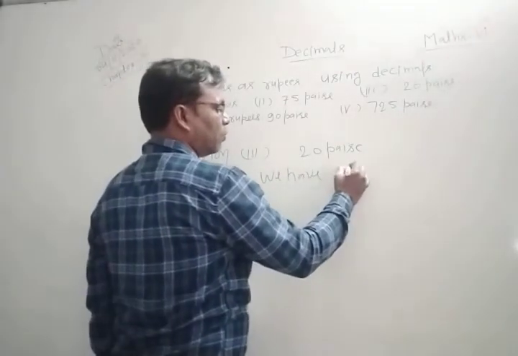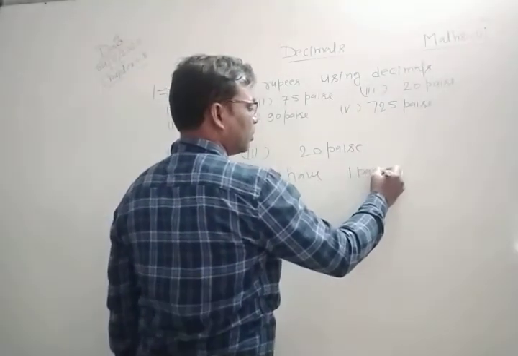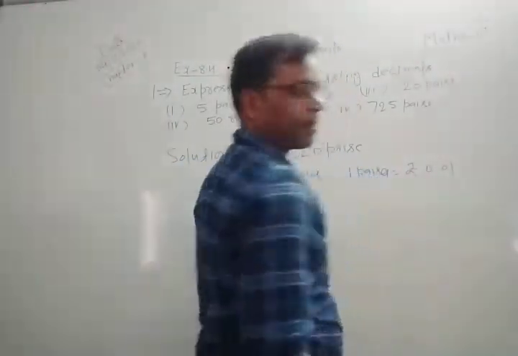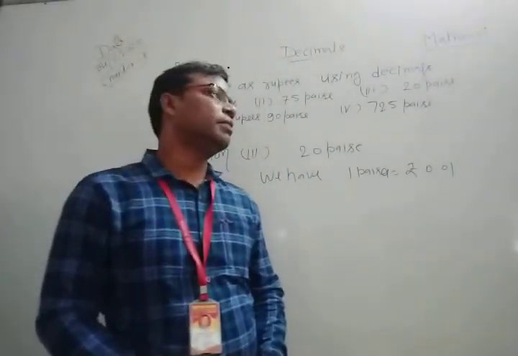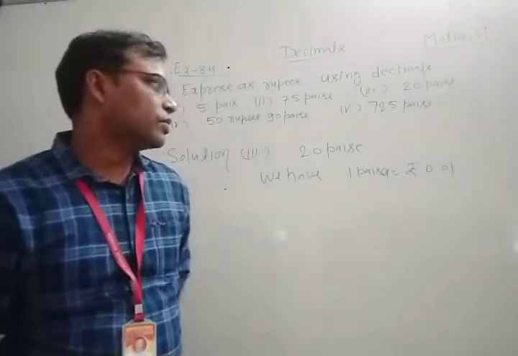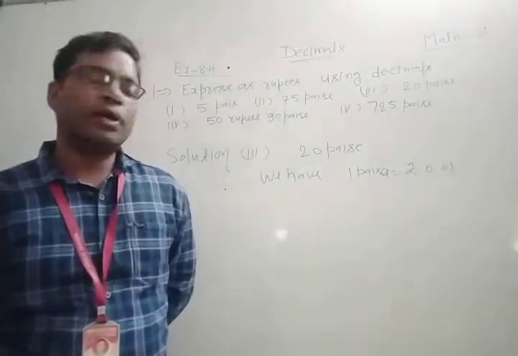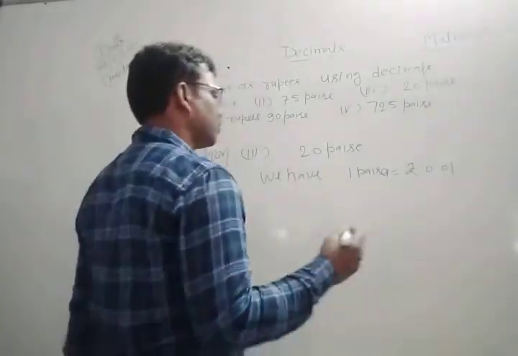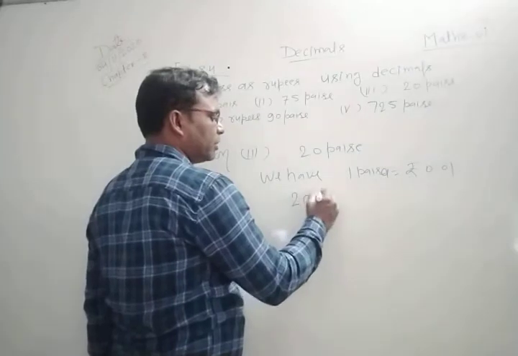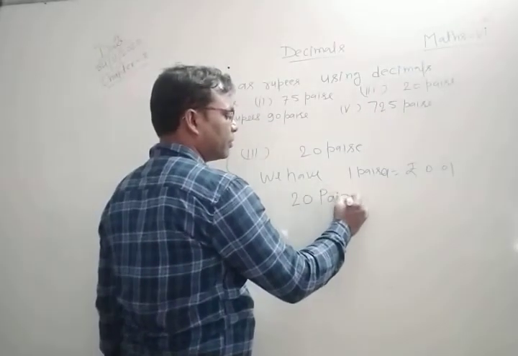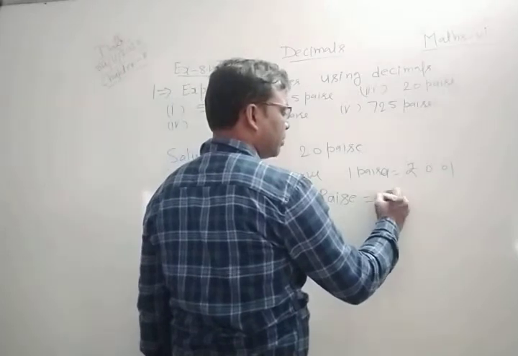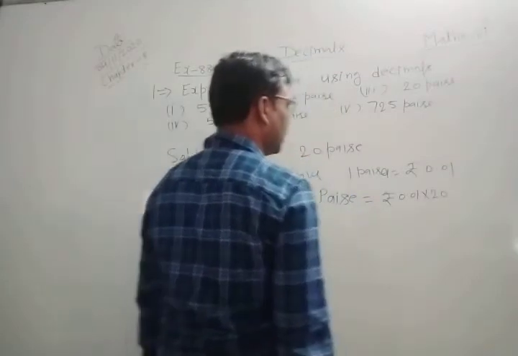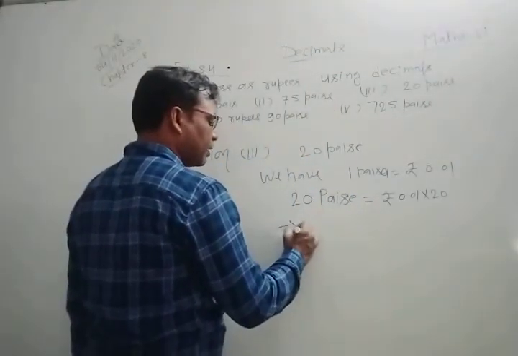We have 1 paisa, and 1 paisa is equal to 0.01 rupees. We already discussed this in the second part, that 1 paisa is equal to 0.01 rupees. So 20 paise is equal to 0.01 into 20. Clear? So this way you can say 20 paise.